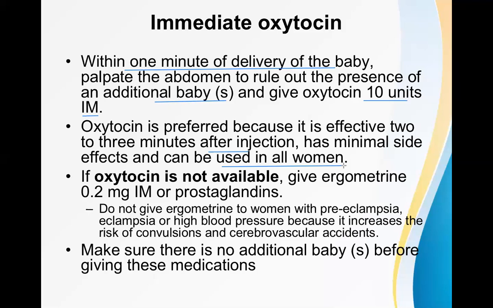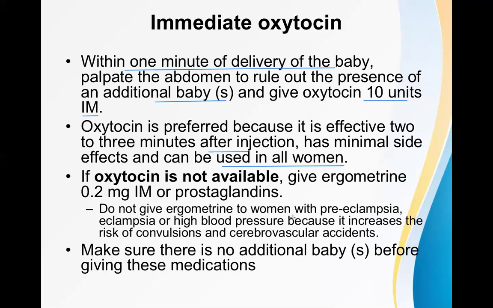But remember, oxytocin is the most commonly used drug. There is no point in it not being available. It is available everywhere these days, especially in those centers where birthing is happening, where deliveries are conducted. Oxytocin has to be there. If it is not there somehow, then only we go for ergometrine or prostaglandin.